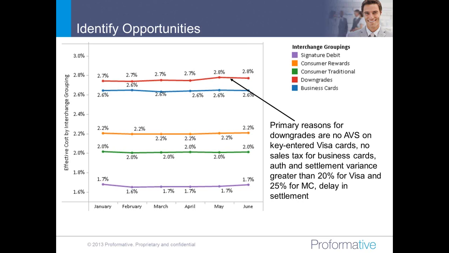And then you can also look at the effective cost of each of your card types, each of these 5 groupings. As you would expect, downgrades tend to be the most expensive grouping, and signature debit is the least expensive.